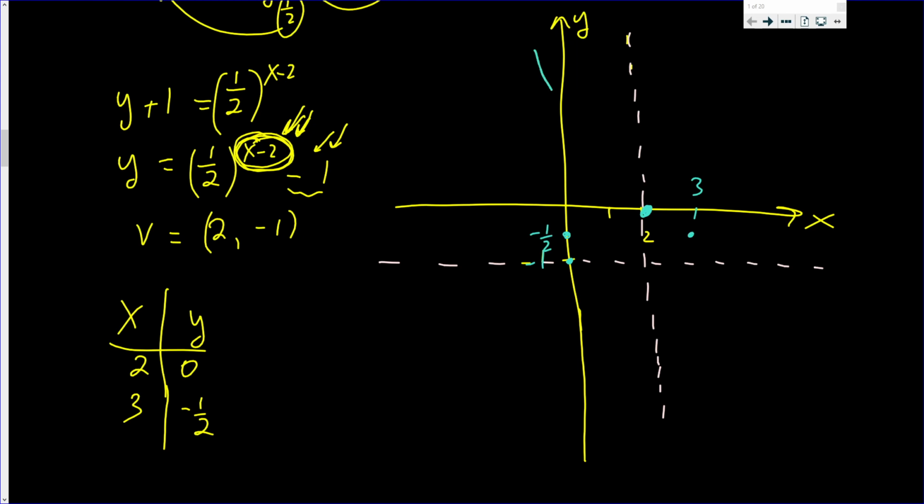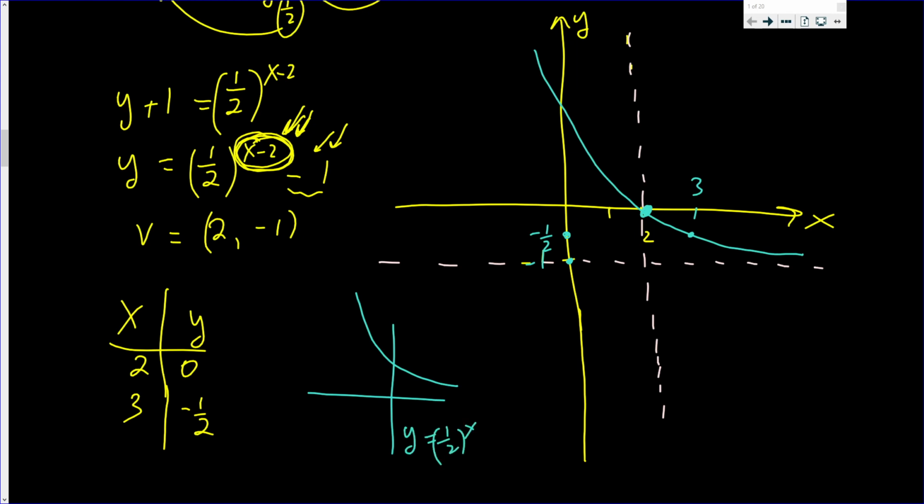And I just come down like this, and I get closer and closer to my fake axes. All we did was take this graph. This is a graph of y equals (1/2)^x, and we shifted it to the right 2 and down 1. That's all we did. Okay. Let us do one more like this.